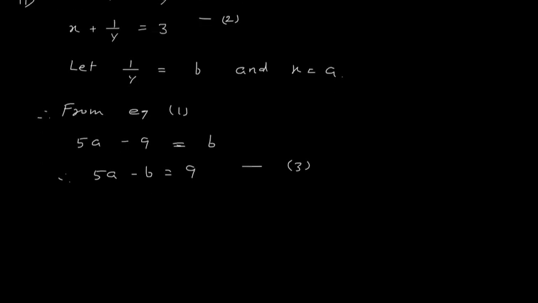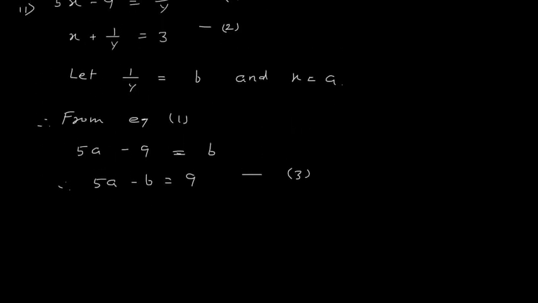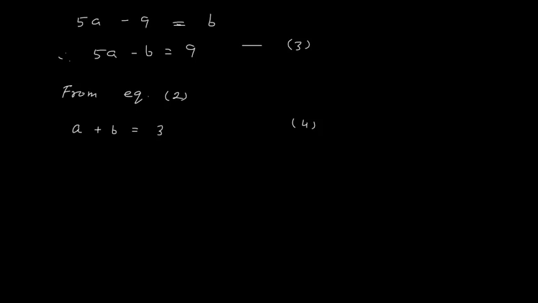And from equation 2 we have a plus b is equals to 3. This is our equation 4. So 5a minus b is 9 and a plus b is 3. Now it is easy. We add equation 3 and 4 as the coefficient of b is same, which is 1 with different signs. So add them. So adding equation 3 and 4.